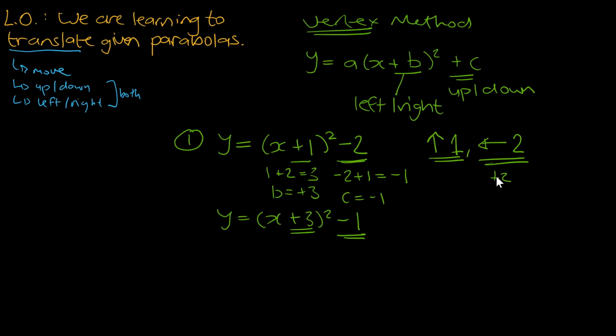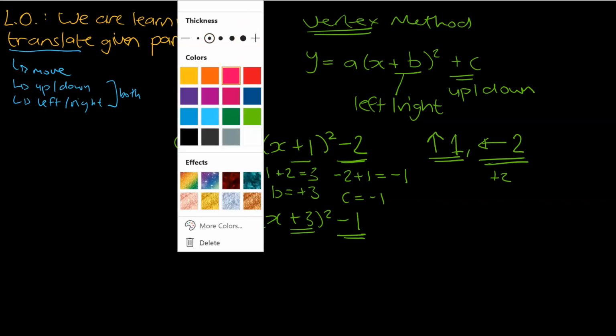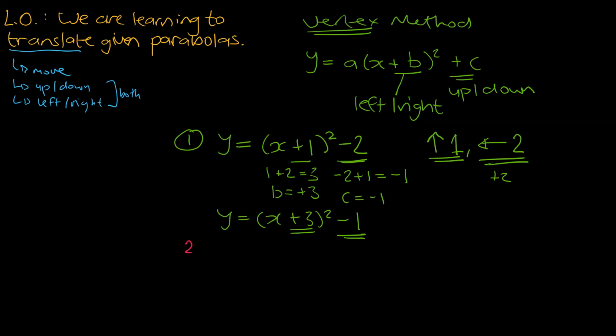Okay, let's get into another example. So I'll change pen color for this. We'll use the pink pen. So let's have a go. Question 2, we've got another example. So y is equal to x minus 4 squared plus 3. And I want to move this down by 4 units. And I want to move it to the right by 3 units. So we'll use bigger numbers this time.